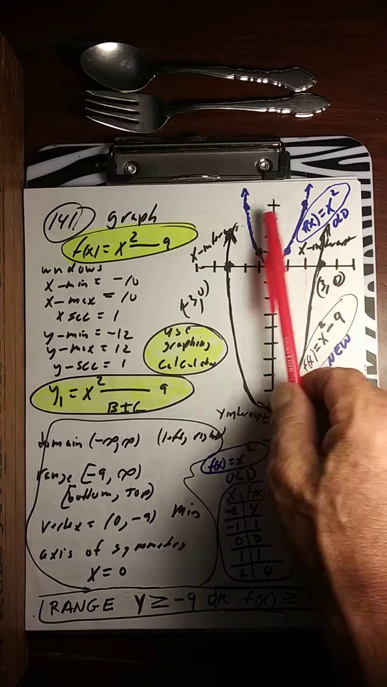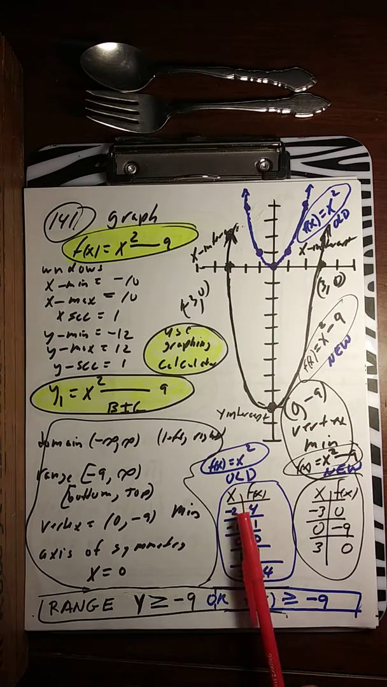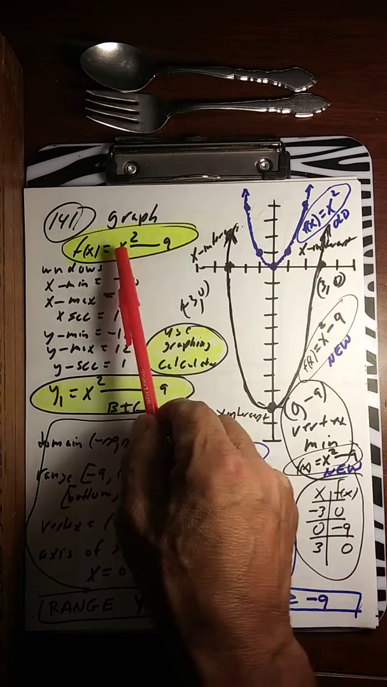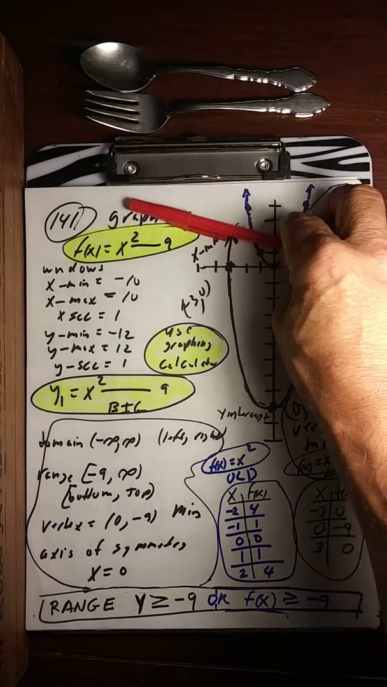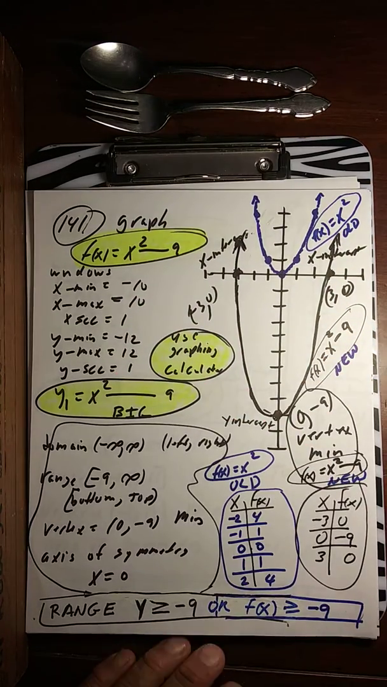This one, f of x equals x squared minus 9. So x squared is just this one right here. It's just the original one. So some points for it. These points belong to that one right there. But now we don't want that one. We want x squared minus 9. So what's going to happen? The graph's going to get pushed down 9 spaces.